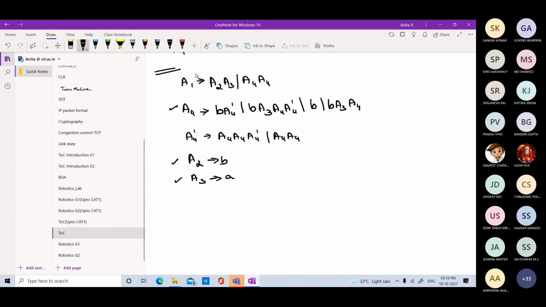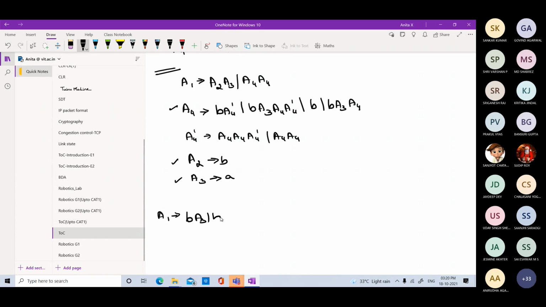So what should I do? Here you can see instead of A2, I should place the productions of A2. And here instead of A4, I should place all the productions of A4. Okay. So A1 derives, just rewriting it, B A3, yes. So production of A2 is B, so B A3 or A4 A4 dash. So what about the productions of A4? These are the productions of A4 which need to be multiplied with A4.